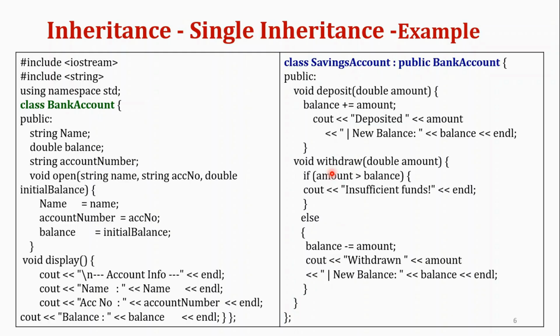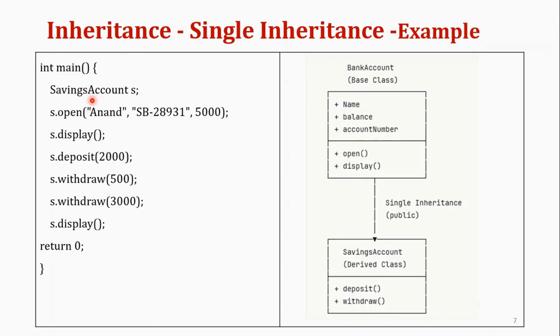withdraw, and create an object for the derived class. Savings account is my derived class. Create an object, and you can call all the methods. Open, display is not copied, but inherited to the derived class. So s.open, s.display, s.deposit, s.withdraw.